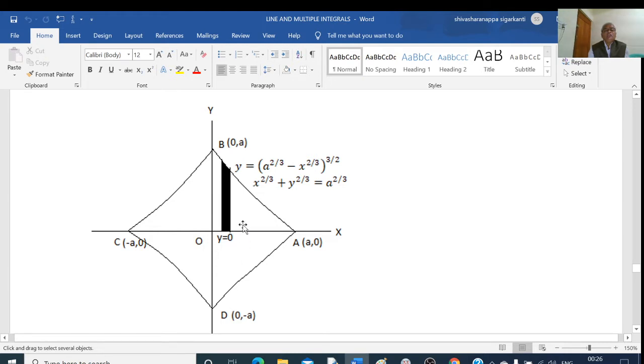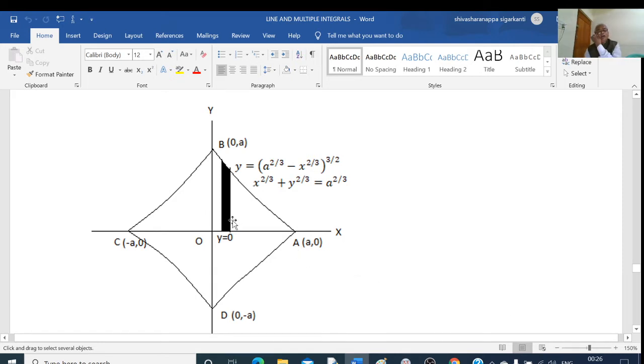Here, as this curve is symmetrical about the y-axis as well as the x-axis, first I will find the volume generated by revolving the curve AB around the x-axis. Then I will get half of that figure and I will multiply this by 2. Then I will get the volume of the whole figure, right?